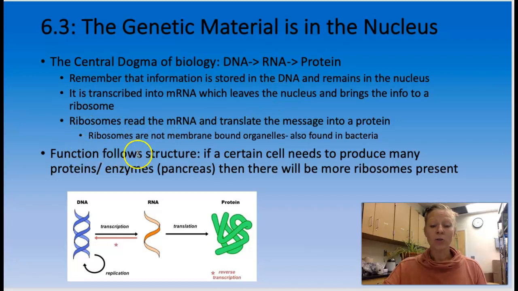So function follows structure, another important concept to remember. If a cell needs to produce many proteins or many enzymes, an example of this would be your pancreas. Your pancreas makes lots and lots of enzymes and lots of proteins. Well, then in those cells, you're going to have a lot more ribosomes present because it needs to make more proteins, so you're going to have more of the structures that make proteins.